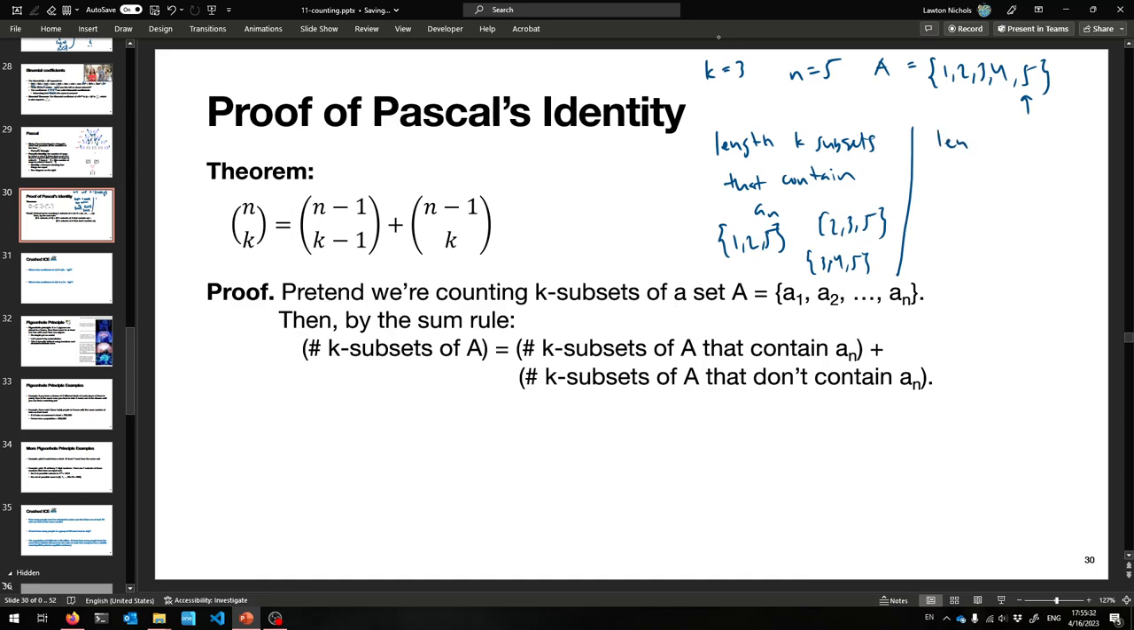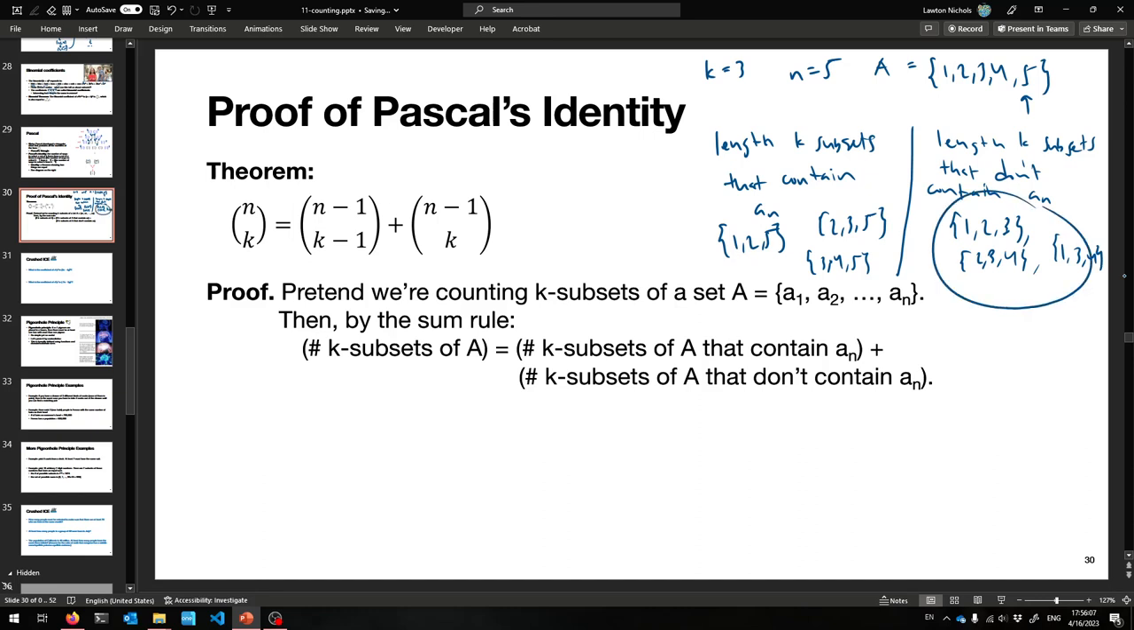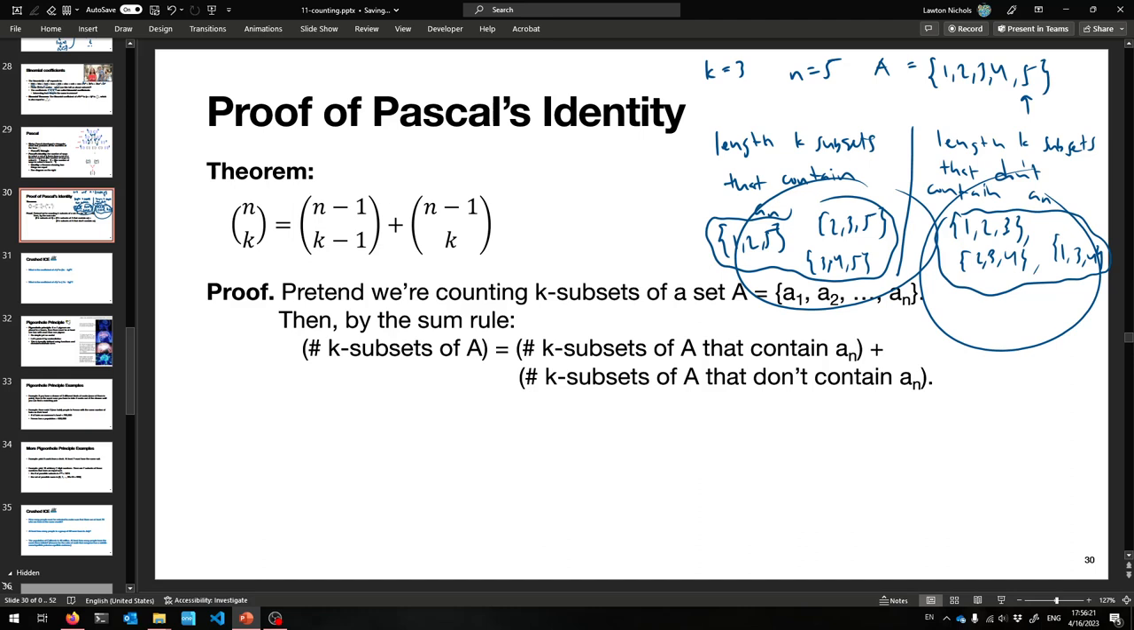And then you also have the length k subsets that don't have the 5 in it. Length k subsets that don't contain that value that you're splitting on. And it could have been any of them. We'll just call it the 5 for this example. And so that's your 1, 2, 3. There's no 5 in the subset. That's your 2, 3, 4. Are there any others? 1, 3, 4. There's plenty. There's a bunch that don't have the 5, and there's a bunch that do have the 5, and they're all of length 3. You can split on a value like that. You build this set, and you build this set, and these two taken together are all the length 3 subsets. Does that make sense?